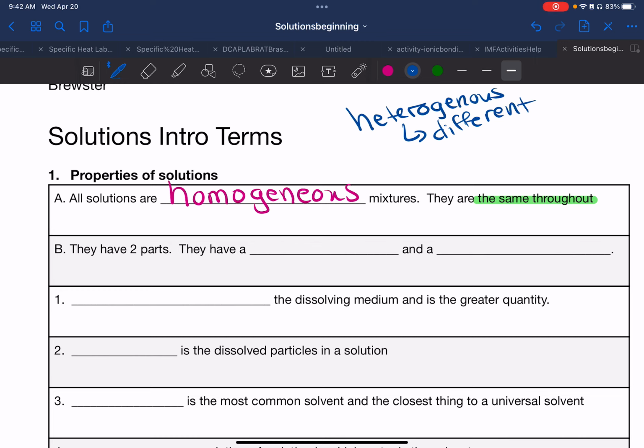So when I'm looking at a solution, they have two parts. They have a solute and a solvent. There's a difference. There's a dissolving medium and dissolved particles. The medium that's dissolving everything, that would be your solvent. And the dissolved particles are the solute.